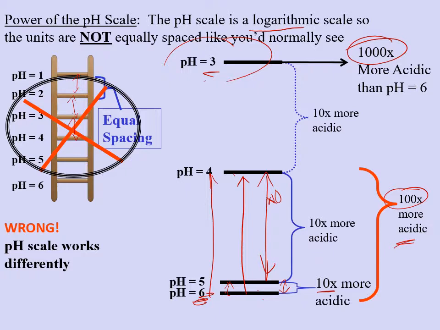And the same thing is true going in reverse above 7. So if I went from 8 to 9, that's 10 times more basic. If I went from 8 to 10, that's 100 times more basic. If I went from 8 to 11, that's 1,000 times more basic. So it works the same way, and it's really hard to impress upon you how big this scale actually is.